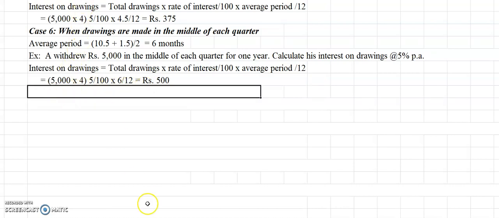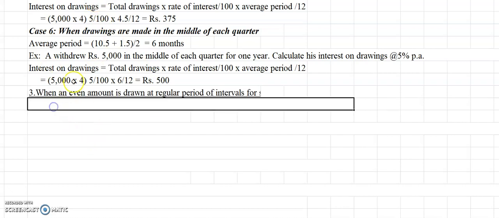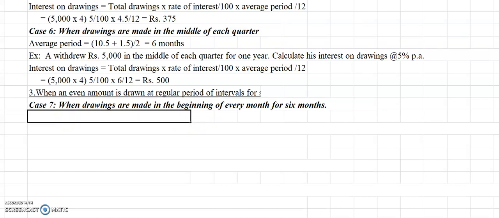Then now we are going to see the third situation, when the amount is withdrawn for 6 months, not for 1 year. So the seventh case: drawings are made in the beginning of every month for 6 months. So there we calculated for 12 months. Now we have to calculate the average period of 6 months only. So (6 plus 1) by 2, 3.5 months.